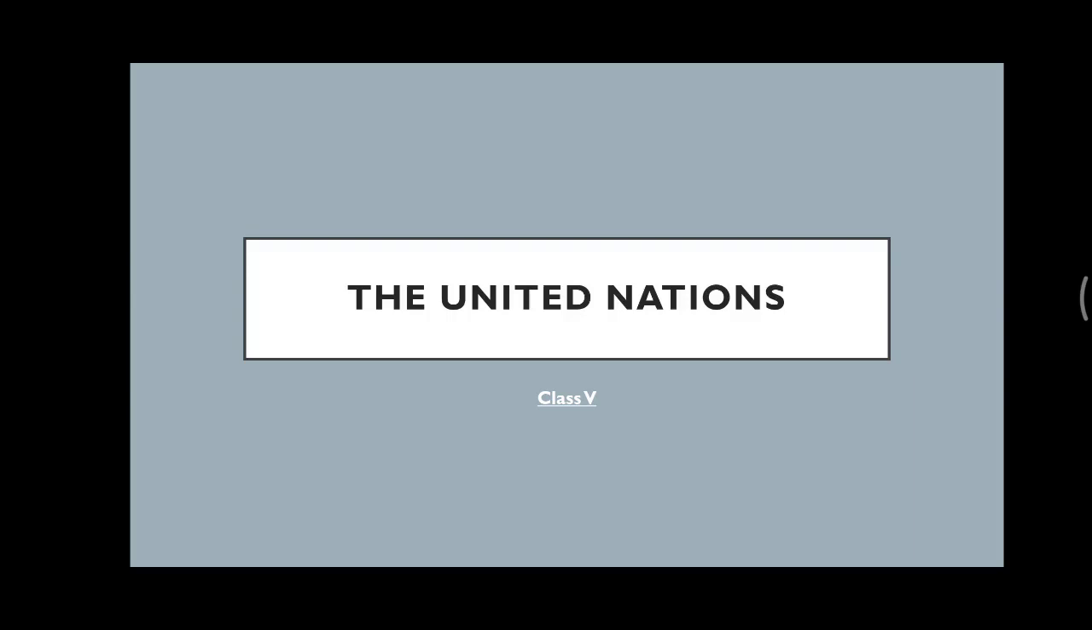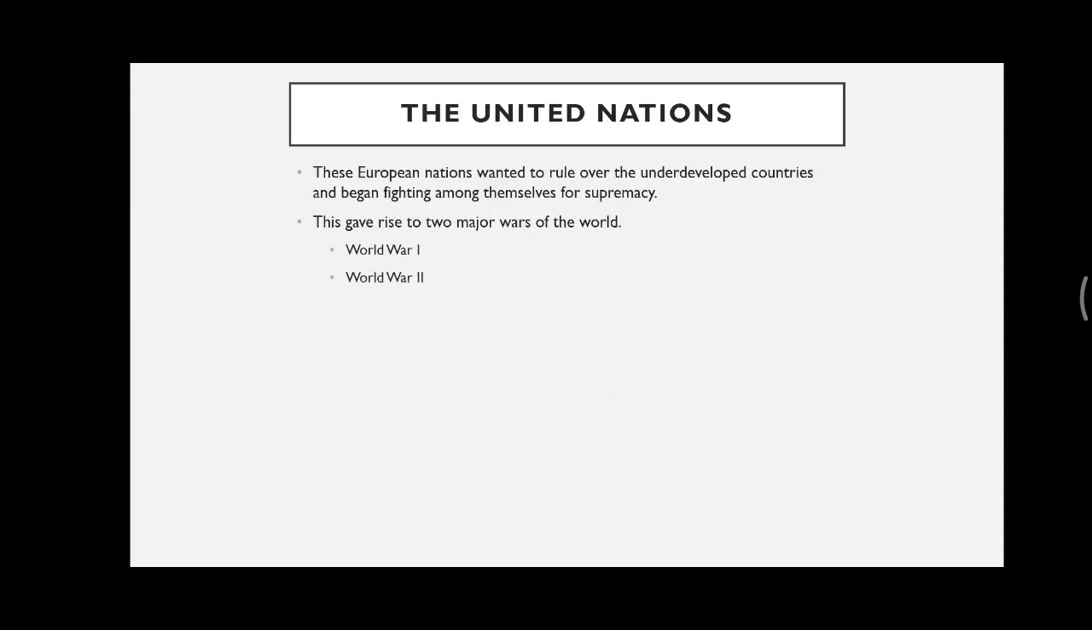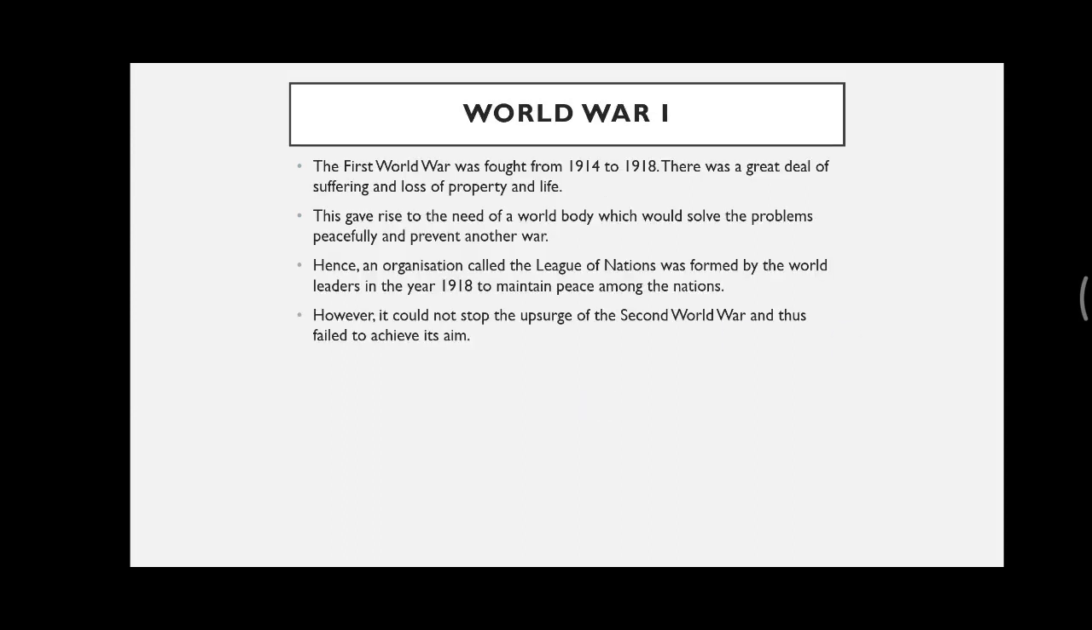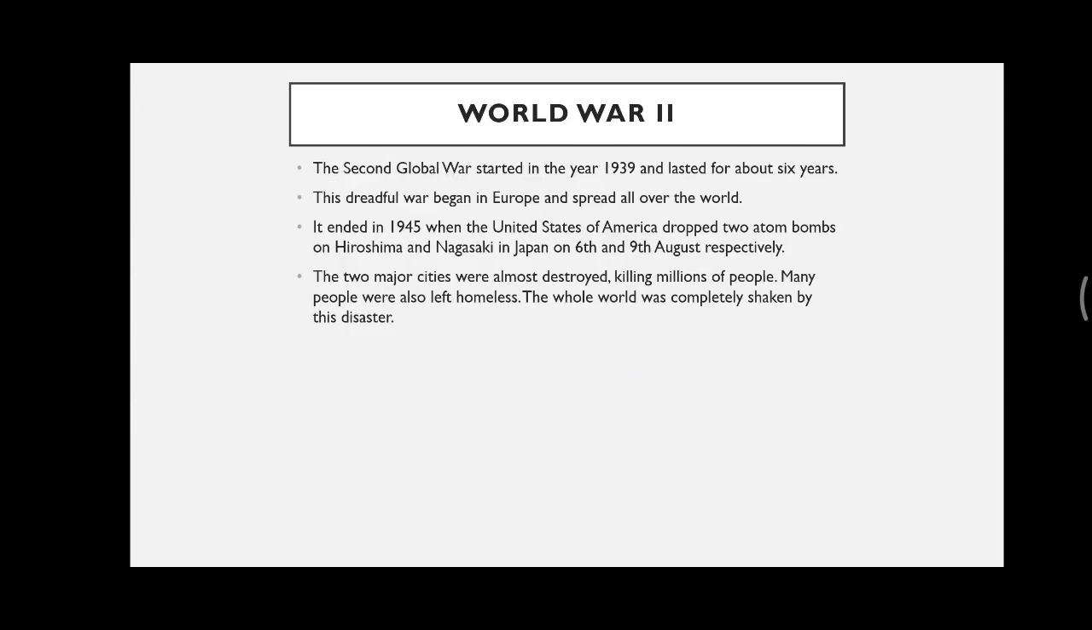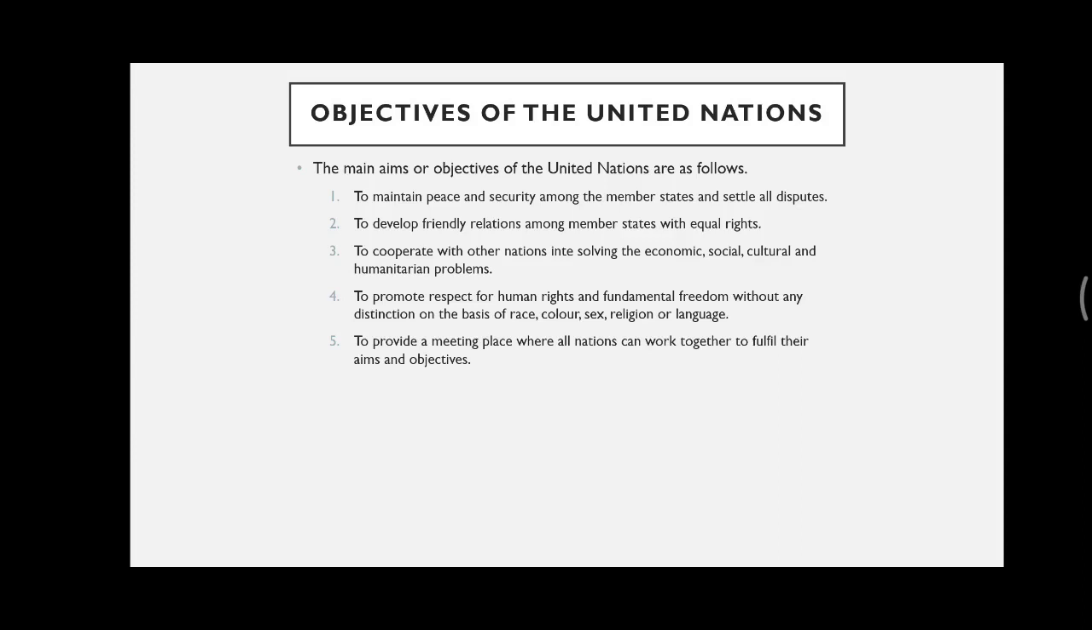Now students, in the previous video we discussed the introduction of the chapter, and why it was necessary to form the United Nations. Then we also talked about the First World War, then the Second World War, and the birth of the United Nations, that means how the United Nations came into existence. After that we also talked about the objectives of the United Nations, that is what the main objective behind the formation was, which is to maintain international peace and security among all the member states and settle all disputes peacefully. That is the main and foremost objective of the United Nations.